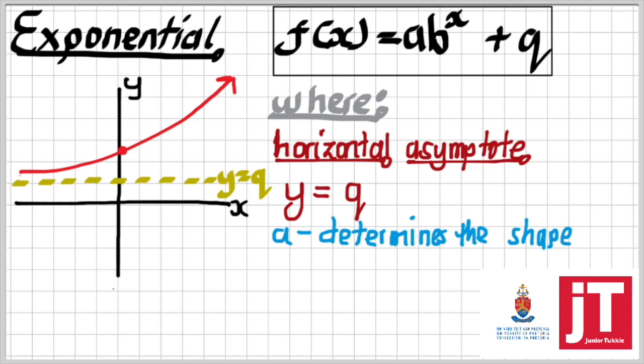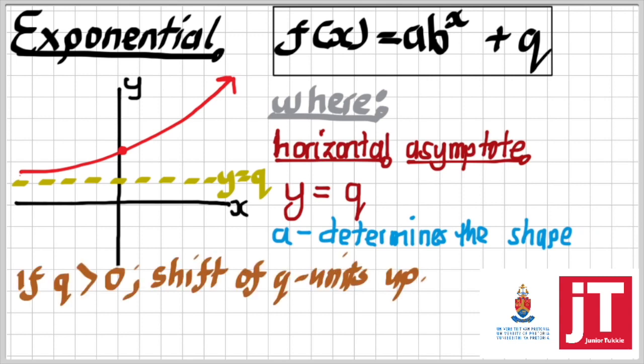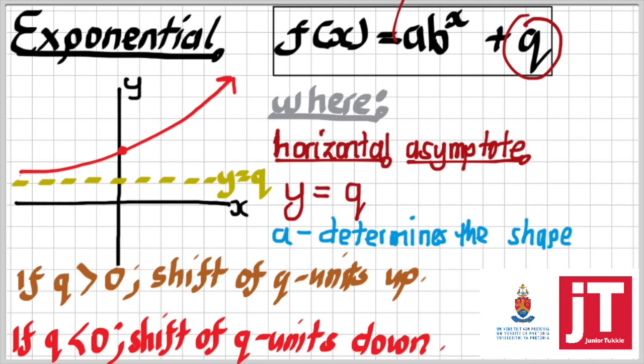But let's look at our q value. If our q value is greater than 0, in other words, it's positive, it means that our exponential graph must shift by q units upwards. The opposite is true. If our q value is less than 0, in other words negative, that means the graph must shift down by q units.